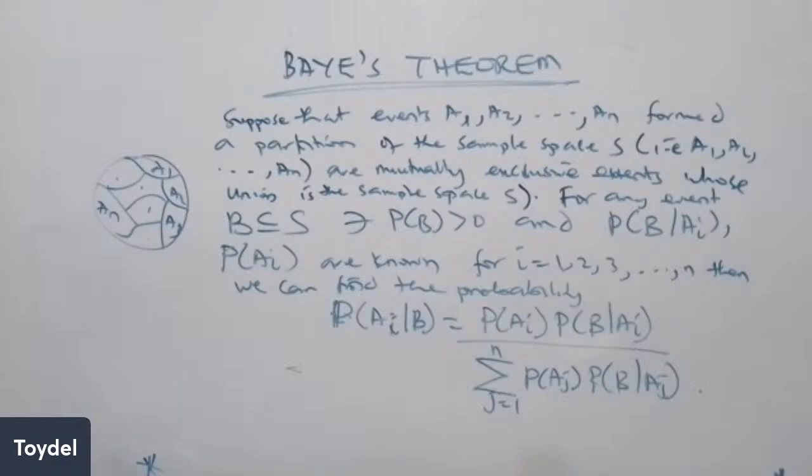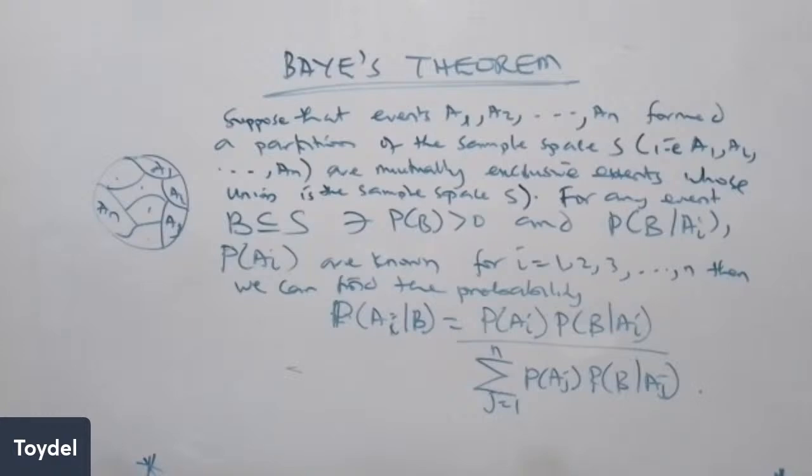So suppose that events A1 up to AN form a partition of a sample space S, where A1, A2 up to AN are mutually exclusive events that cannot happen together, but whose union is the sample space S. That is, when we take the union of every event there, we are still going to get S.